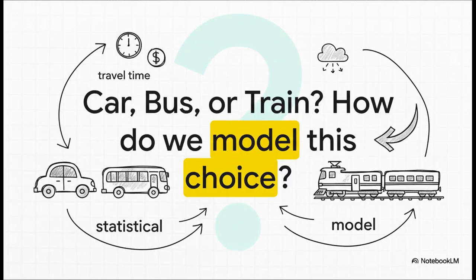So, let's start with a problem that's bread and butter for transportation engineers. How do people decide to get from A to B? You've got data, travel times, costs, all that good stuff for each option. The big question is, how do we build a model that actually explains why somebody chooses their car over the bus or the train over their car?